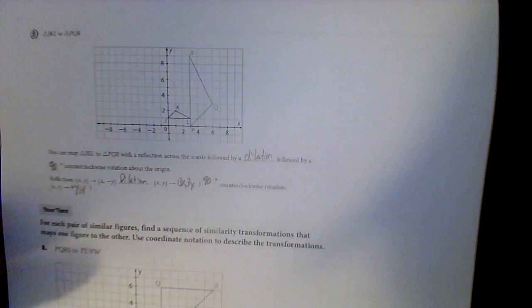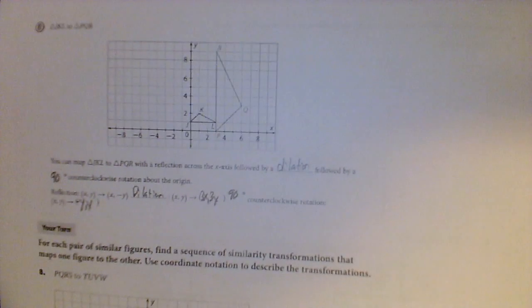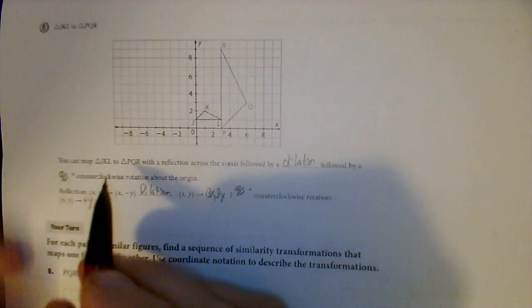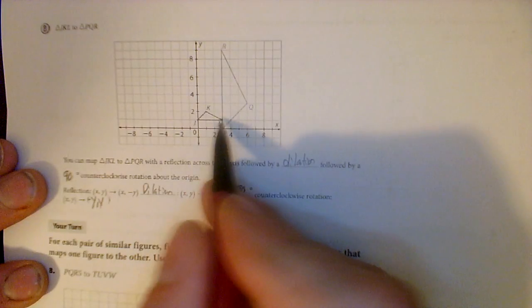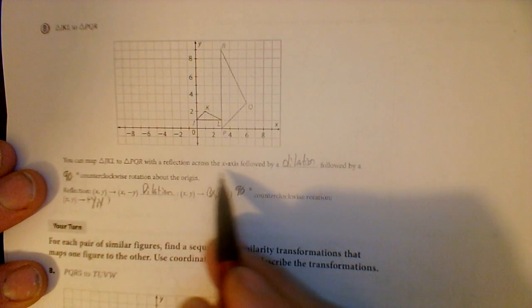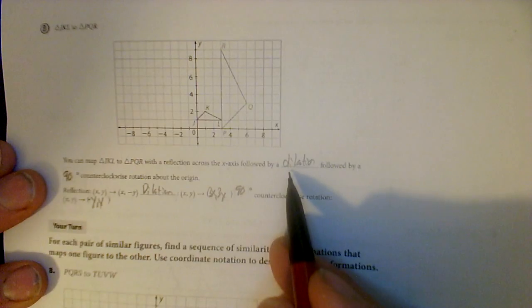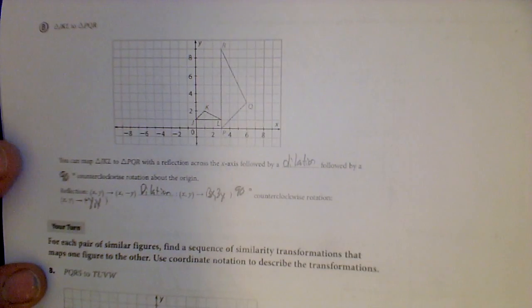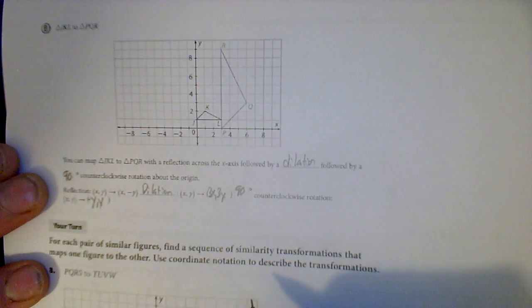And I am going to start on this side right here. Alright, so we have a figure that looks like this, and here is how it changes, right? It says to map JKL, this guy right here, to PQR with a reflection across the x-axis, followed by dilation, followed by a 90 degrees counterclockwise rotation. Let's see if we can do it.